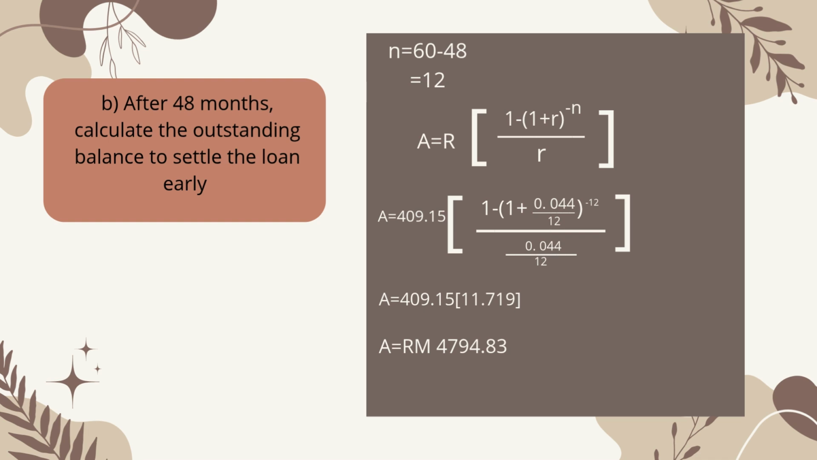Next, simplify the inner parts of the question. So A equals 409.15 multiplied by open square bracket 11.719 close square bracket. So finally we calculate A equals 4794.63. So the outstanding balance to settle the loan early is 4,794 ringgit and 83 cents.